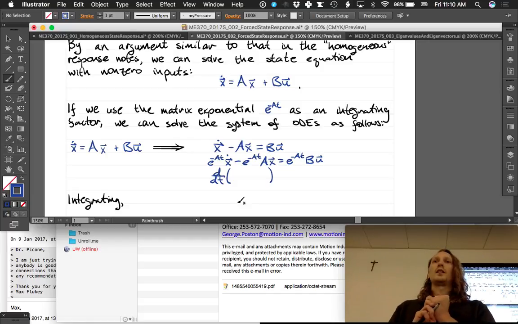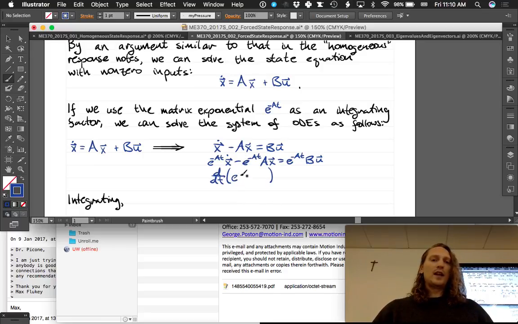So are you going to get e to the negative 2at for both derivatives of each term? So it's actually e to the negative at times x. And it's not x dot. It's because if we took the derivative of x first, we would get this. If we took the derivative of e to the negative at second, I guess, we would get negative e to the negative at times ax.